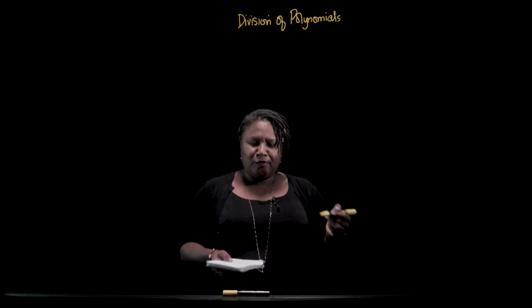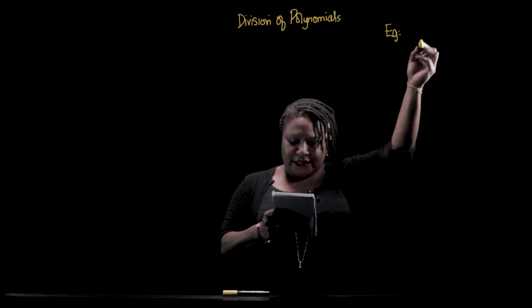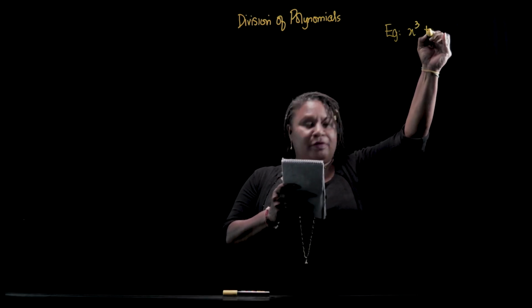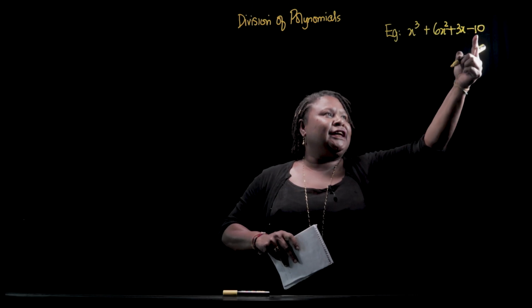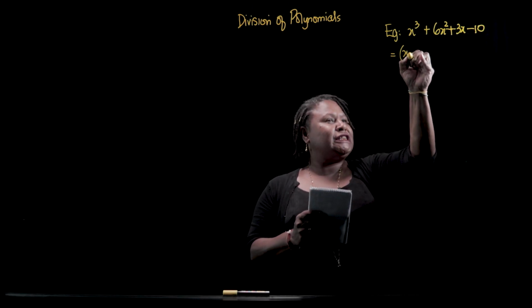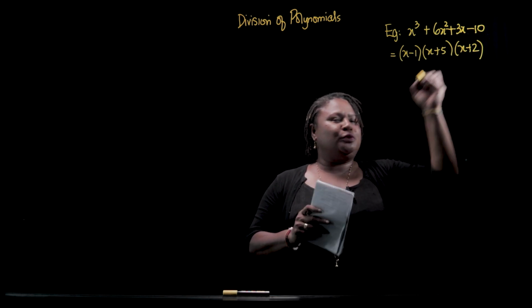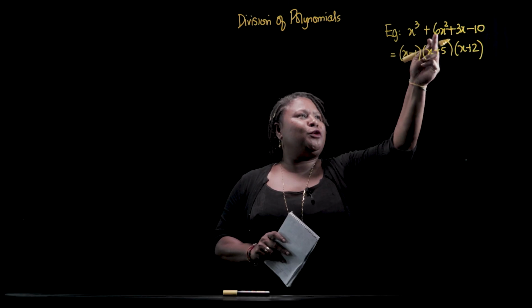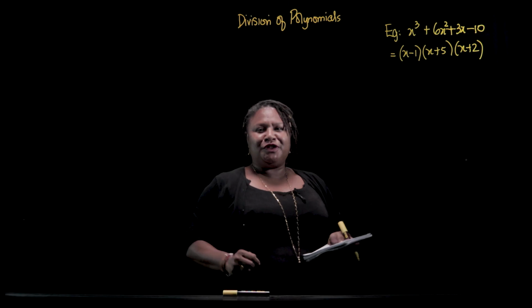Now, we are expressing the polynomial as a product of its factors when we use division of polynomials. For example, let's look at x cubed plus 6x squared plus 3x minus 10. This is a polynomial, and we express it as a product of its binomials, which are x minus 1, x plus 5, and x plus 2. So these are the factors, and this polynomial is a product of these factors. We are going to find those factors by way of division.